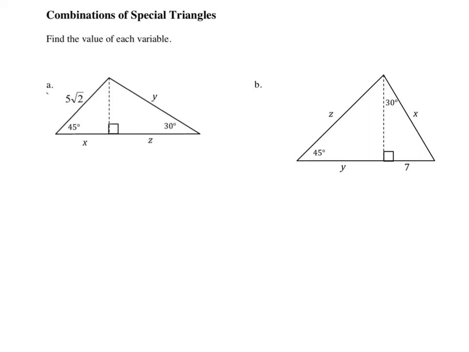Hi guys, today we're going to be working on the combinations of special triangles. So it's just putting both of the special triangles together into one problem. So let's look at letter A. We have to find x, y, and z.